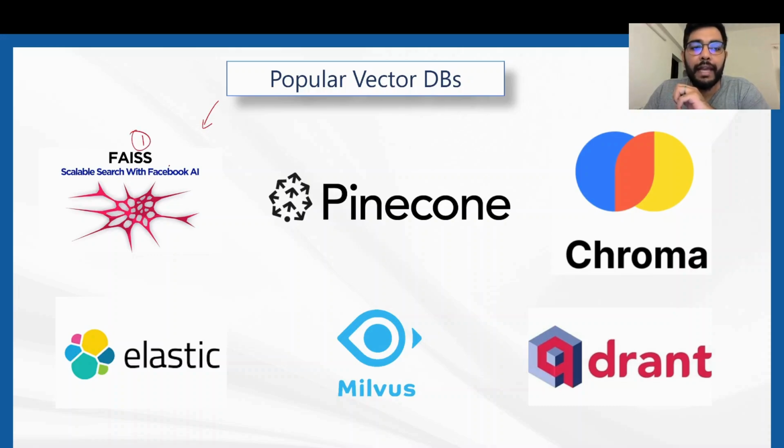The first one is FAISS by Facebook. The second one is Pinecone. The third one is ChromaDB. Fourth is Elasticsearch. The fifth one is Milvus. And the sixth one is Qdrant.